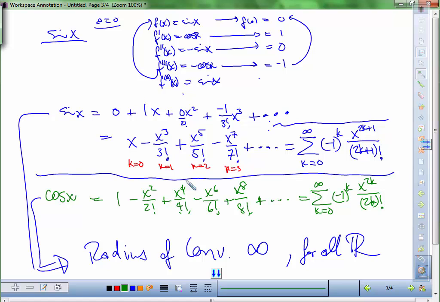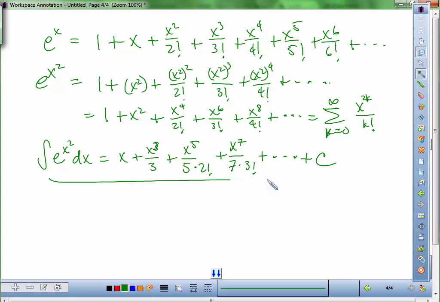Okay, so those are some of the handy things that you can do with the power series. Now, what I wanted to show you here is kind of just for fun.